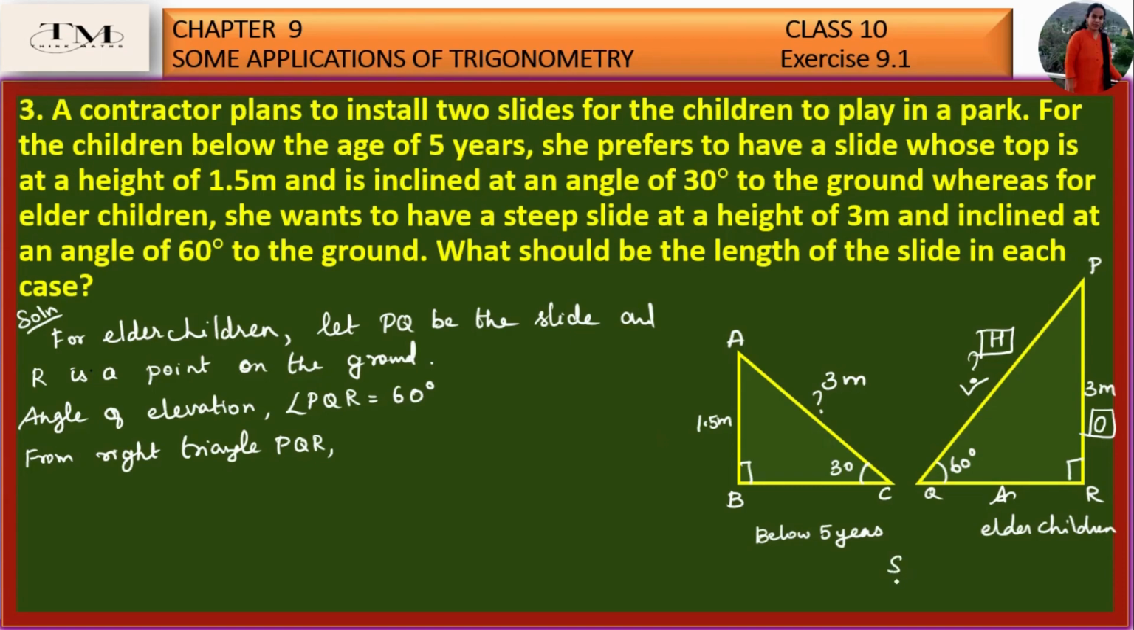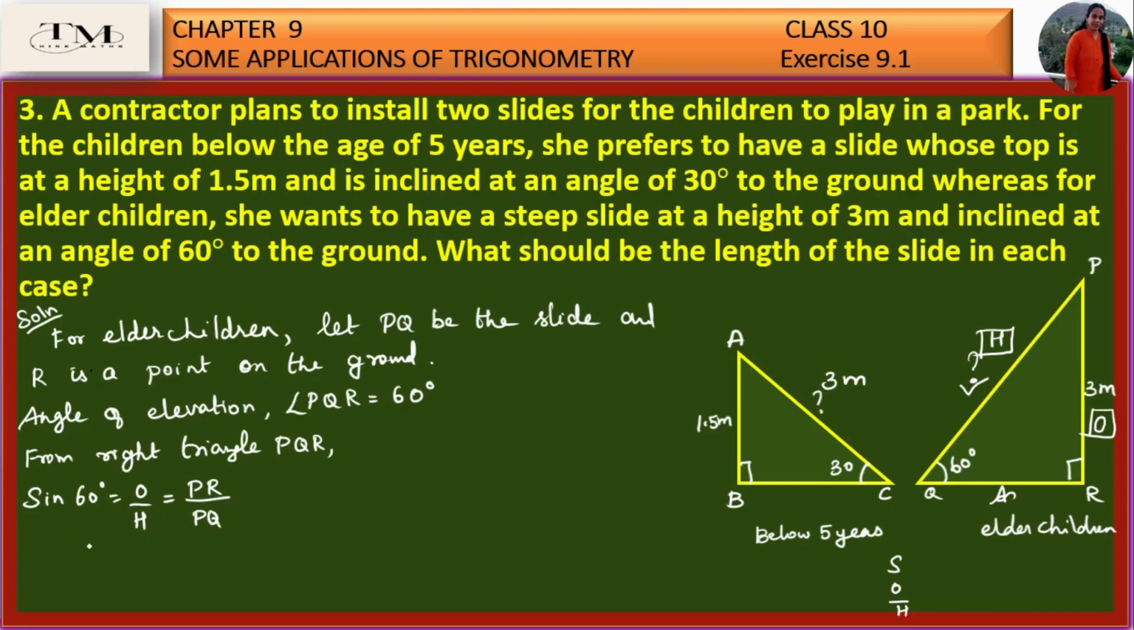So sine matches for opposite and hypotenuse. So let me use the sine ratio. So sine, what is the angle? 60 degree. So sine 60 degree equal to opposite by hypotenuse. Opposite side is PR divided by hypotenuse side is PQ.